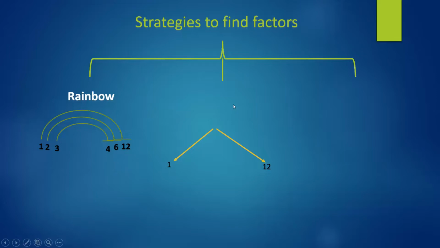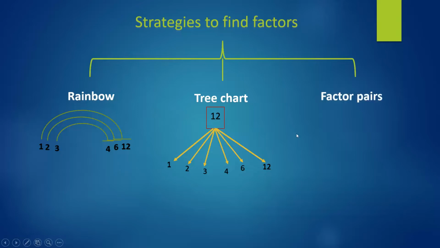Okay, the second one, T-chart. We will write 12 like this and make arrows like this. It will be 1 times 12, 2 times 6, 3 times 4. Okay, factor pairs like we solved it before. 12 equals 1 times 12, 2 times 6, 3 times 4.